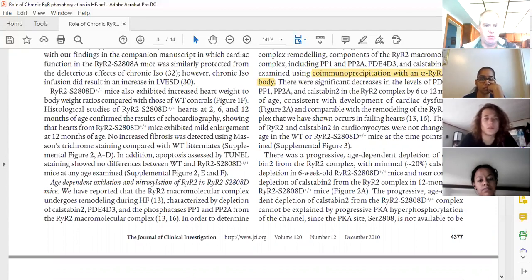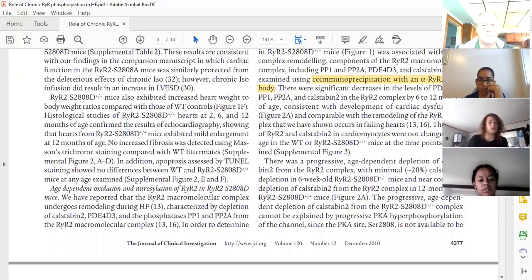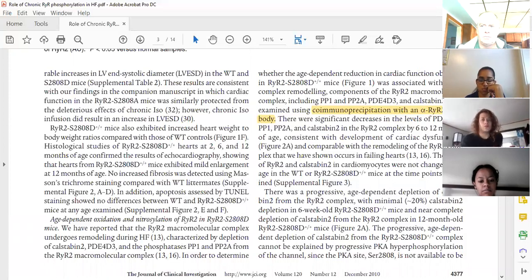Yeah. All right, Bezuit, keep going with the next part because now we're going to look at the oxidation state of the receptor and how that affects the macromolecular complex. Go ahead. Age-dependent oxidation and nitrosylation of the ryanodine receptor in the mutated ryanodine mice. We have reported that the ryanodine macromolecular complex undergoes remodeling during HF, characterized by depletion of calstabin, PDE4D3, and the phosphatases PP1 and PP2A from the ryanodine molecular complex. In order to determine whether the age-dependent reduction in cardiac function observed in the ryanodine plus mice was associated with the ryanodine complex remodeling, components of the ryanodine macromolecular complex, including PP1 and PP2A, PDE4D3, and calstabin were examined using co-immunoprecipitation with an alpha ryanodine antibody.